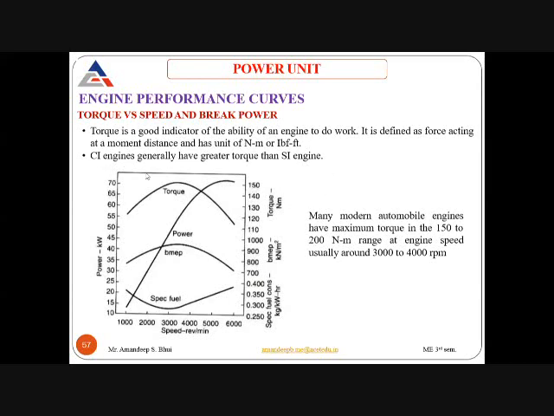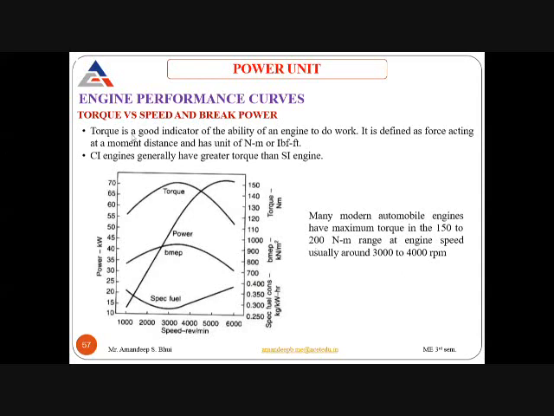Here you can see that the torque is a good indicator of the ability of an engine to do work. So the more torque that is available at the wheels, the more load the vehicle can carry. That is why the torque for motor cars or bikes is less, and the torque for trucks, trains and buses is more, because they can carry more load.